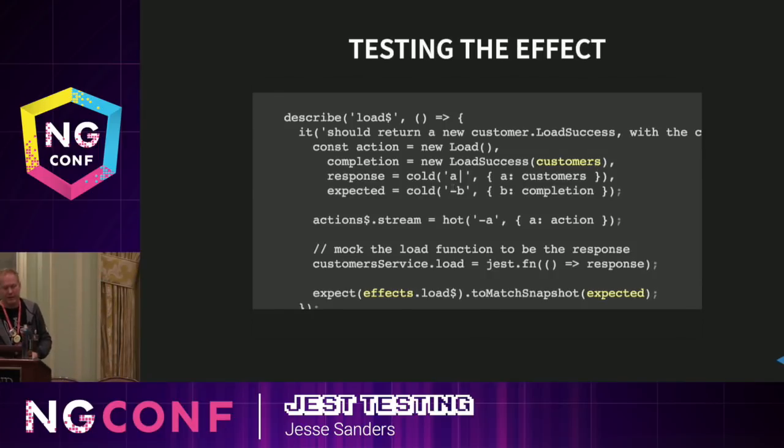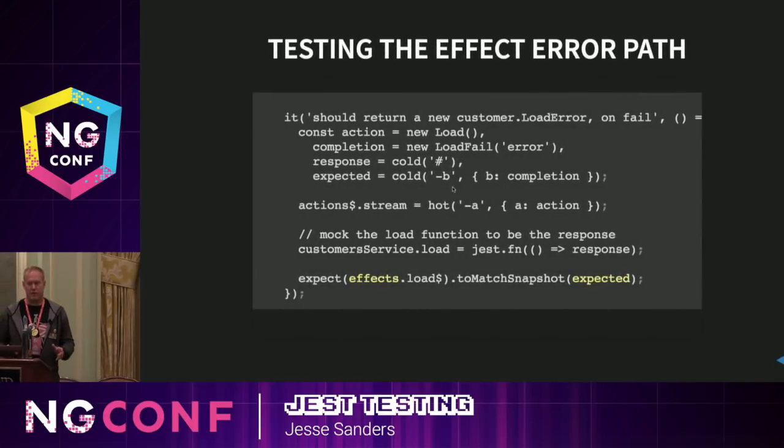And then from there, I can say, expect the effects load to match my snapshot of the expected. The expected, again, is the completion. The completion is the load success with that array. And so what's going to get stored into my snapshot is an observable with my action, with my array of customers. So it makes it really easy to update the snapshot and make sure the data's right. I don't have to do some crazy comparisons and try to figure it out. It's actually going to wrap the whole thing and store that off for me. And this will be nice, clean, and succinct.